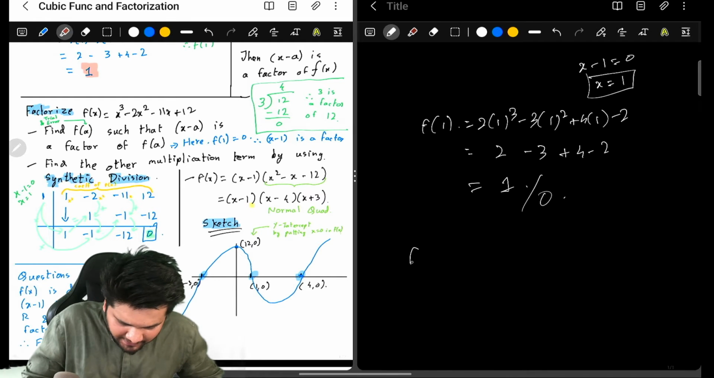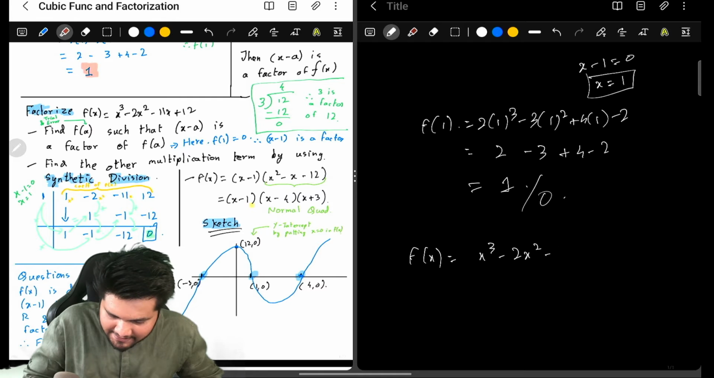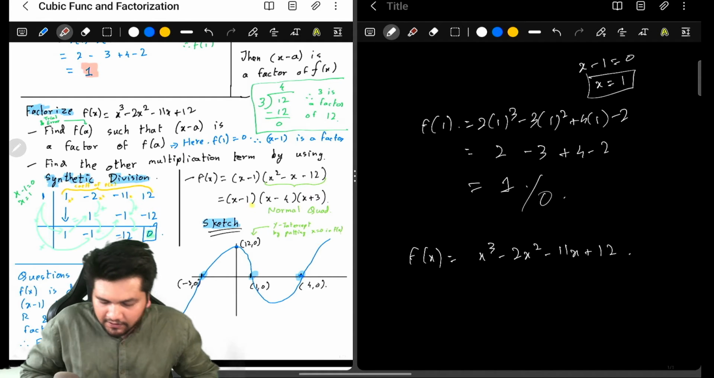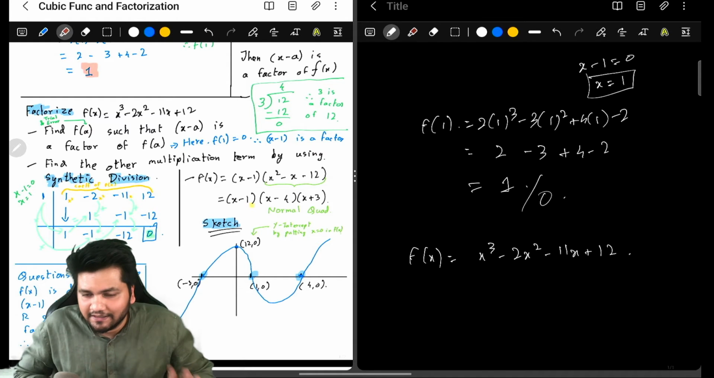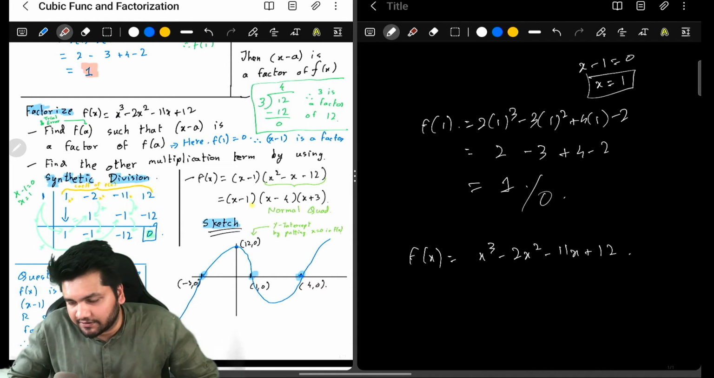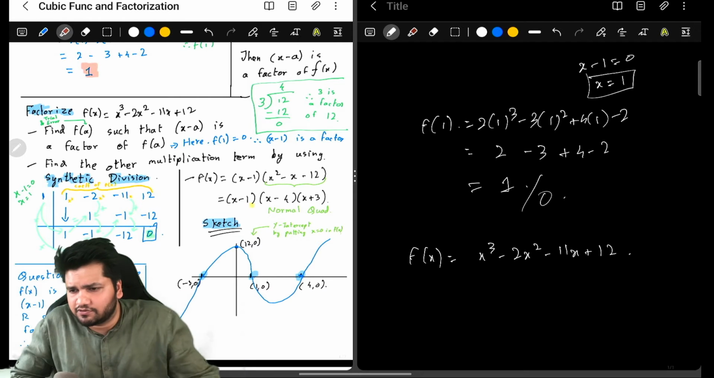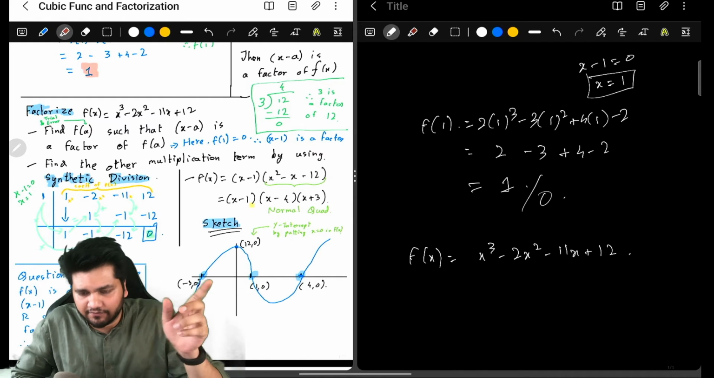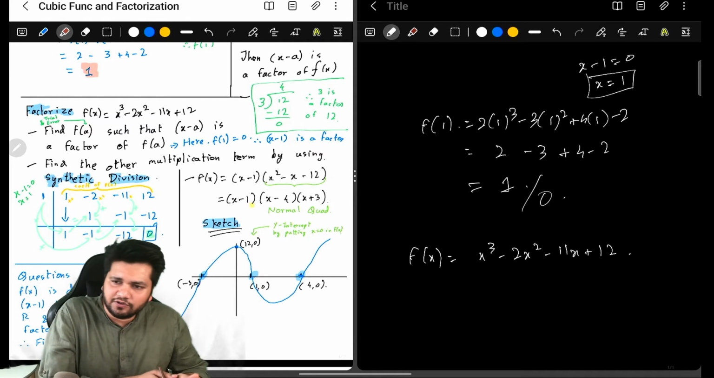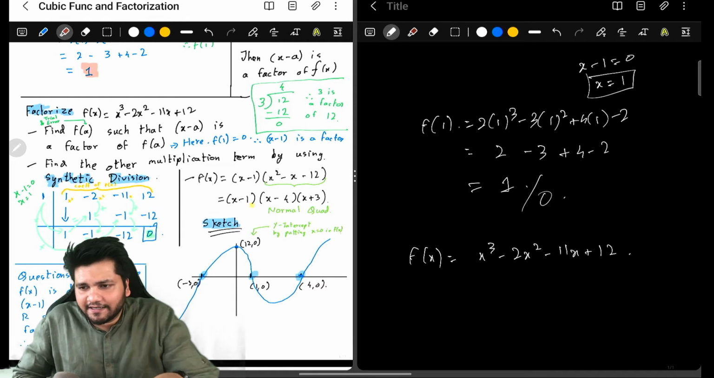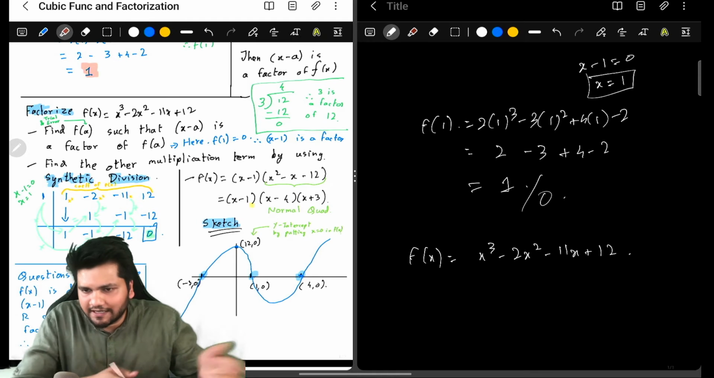So if I have, for example, f of x is equal to x cube minus 2x square minus 11x plus 12, and we need to factorize this completely, we need to find one of the factors first. That we will do using the trial and error method. We'll put x equals 1, x equals 2, x equals 3. In fact, first we should do 1, then minus 1, 2, minus 2, then 3, minus 3. So we're going to substitute all these values. The moment we get 0, we'll get one of the factors using the factor theorem.